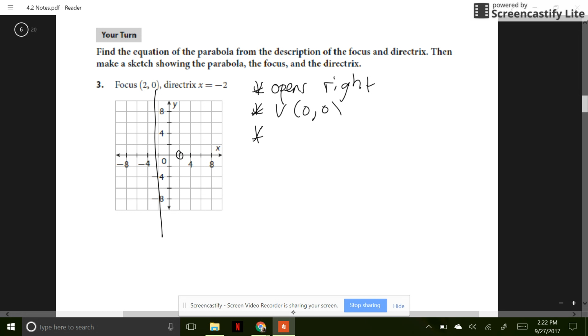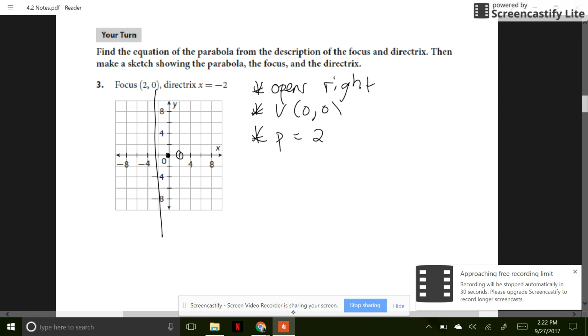So because it's opening to the right and my vertex is at 0, 0, I know my P is going to be a +2. Opening to the right means it's going to have a positive P value, and it's that distance here, so P is going to be +2. Since it's opening to the right, I know it's going to be a y squared equals 4px. So plugging in the 2, I should get y squared equals 8x for my equation.